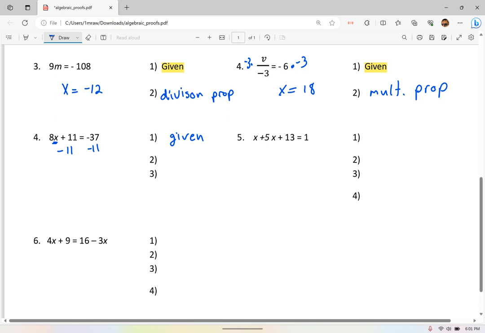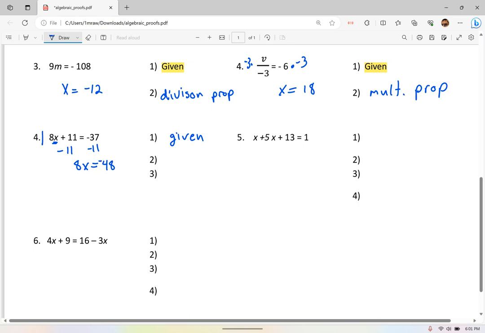Right? And notice how I'm subtracting it to both sides. So once I subtract it to both sides, I'm going to get something like this. 8x equals, what is that, 48? Negative 48, my apologies. Okay. And that's my second statement.